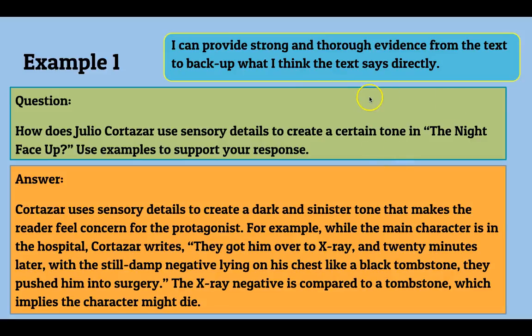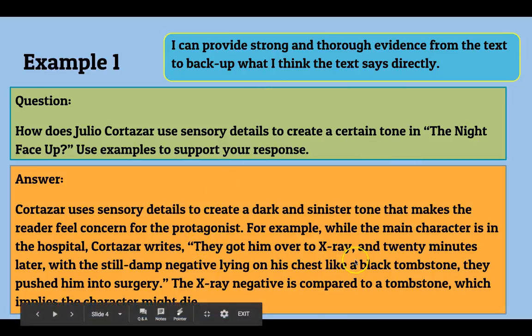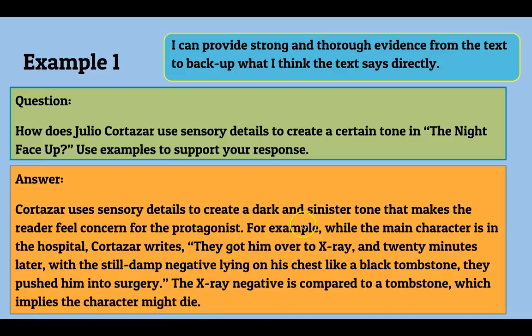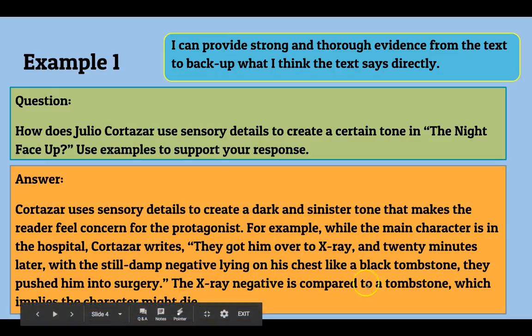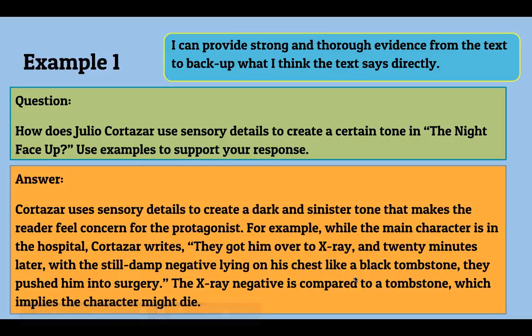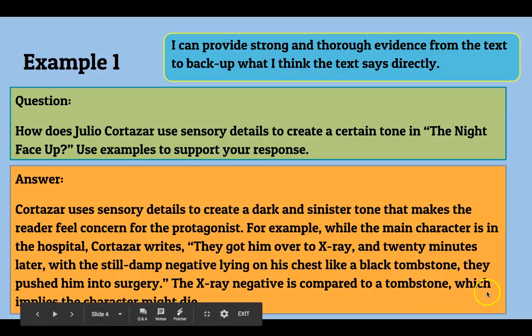So you can see that I have strong and thorough evidence from the text. There's a quote directly from the text. My answer of him creating a dark and sinister tone is supported with the black tombstone imagery that I have suggested could mean that the main character is going to die. So you can clearly see strong and thorough evidence that backs up what the text says.